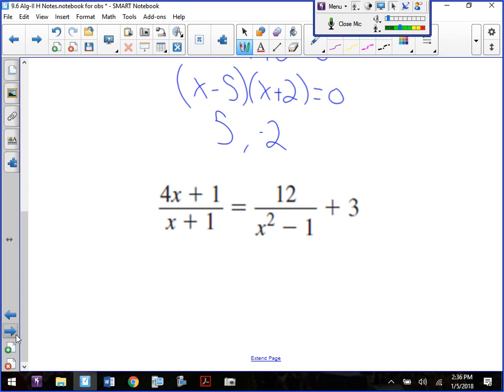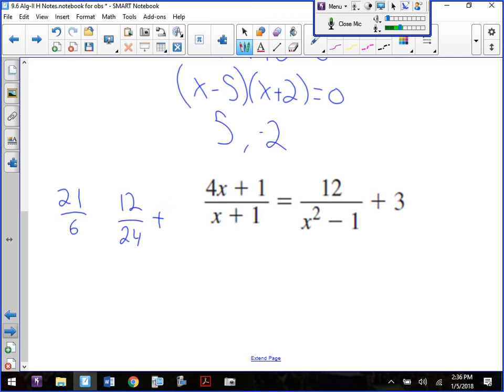Let's see here. So we get, what is that, 21 over 6, which is 12 over 24 plus 3. That's awesome. Well, divide those by 3, you get 7 halves. Oh, look at that.